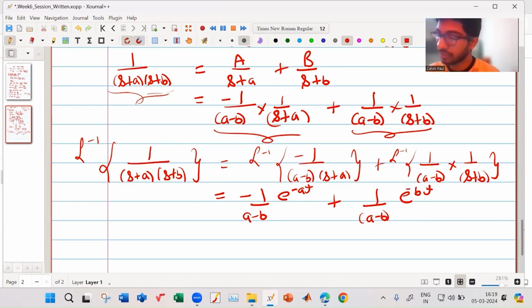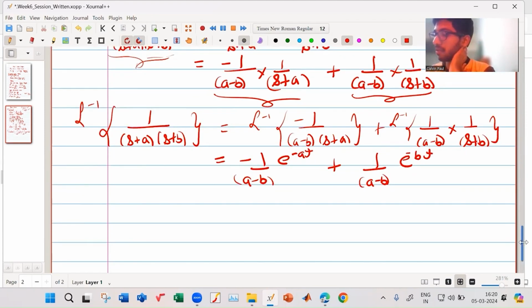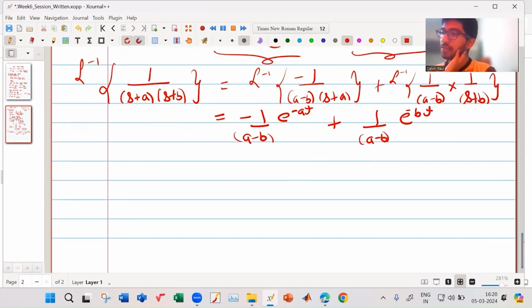So this is how something which was very complex, using partial fractions, we can write in this form. I hope you have understood the concept of partial fractions.